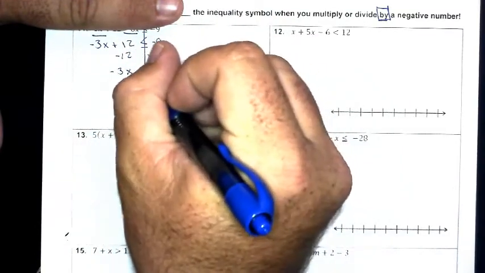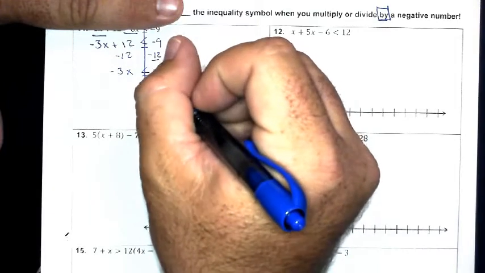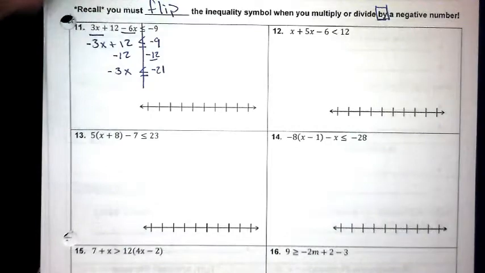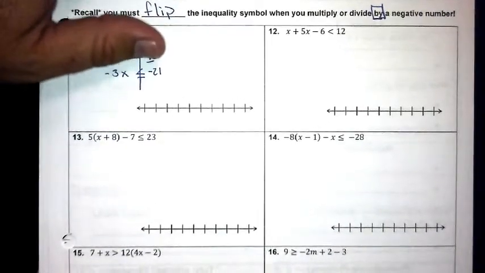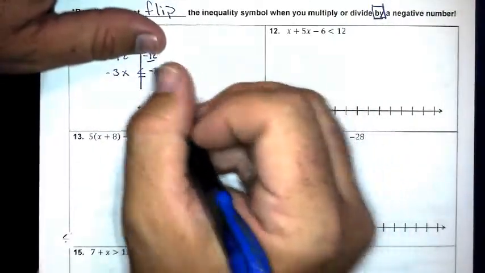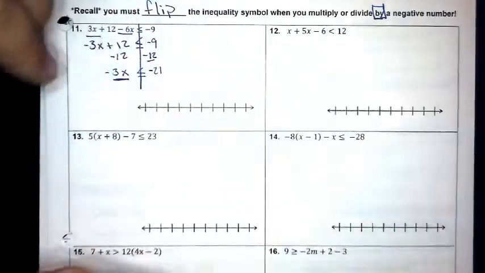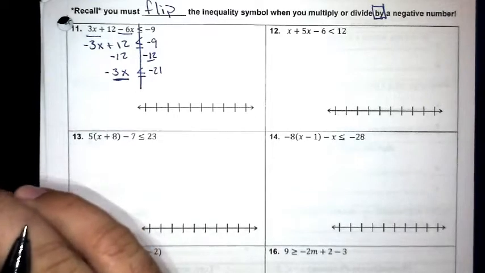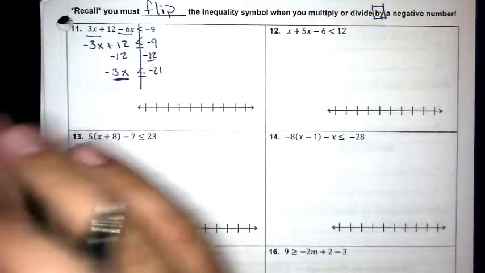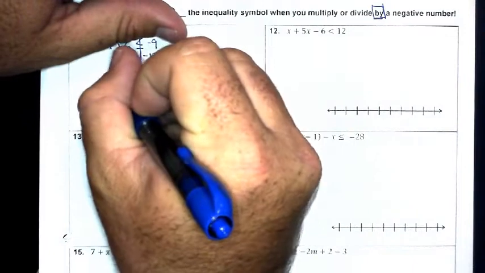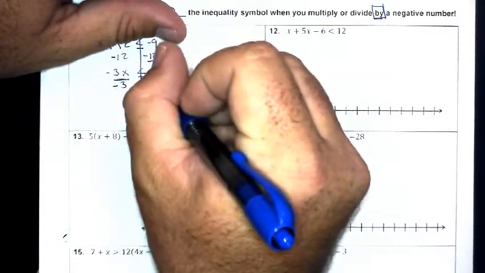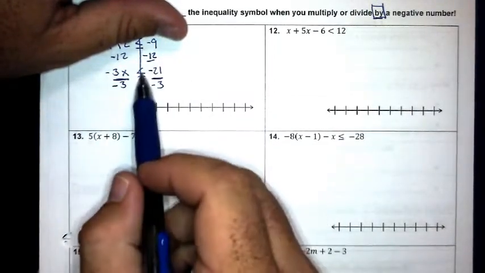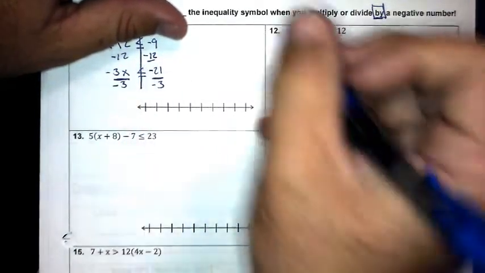Now, I'm going to divide by what? Say it louder. I'm going to divide by negative 3. What am I dividing by? I divided by a negative. What does this thing do? Flip. So x is now greater than or equal to 7, because negative divided by negative is a positive. 21 divided by 3 is 7.